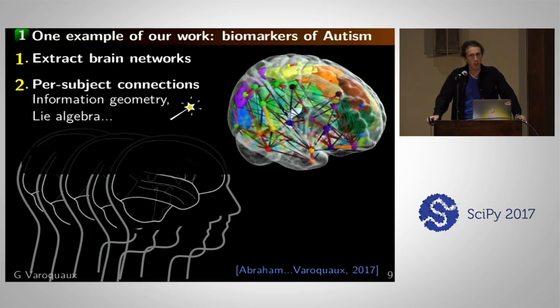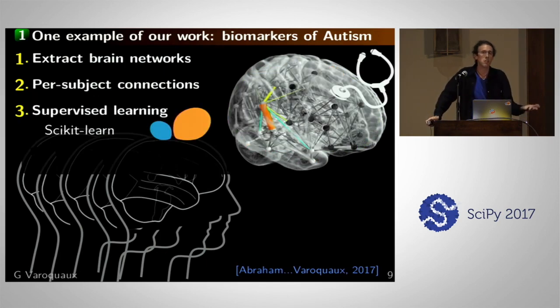Then, once this is done, we look at how we can parameterize the per-subject brain connectivity. And this is when I get to pretend I'm a mathematician and talk about things like information geometry and Lie algebra. If you're interested, let's talk about this offline. And then we do supervised learning on this. We just take scikit-learn and apply it, because this is what supervised learning is for us.